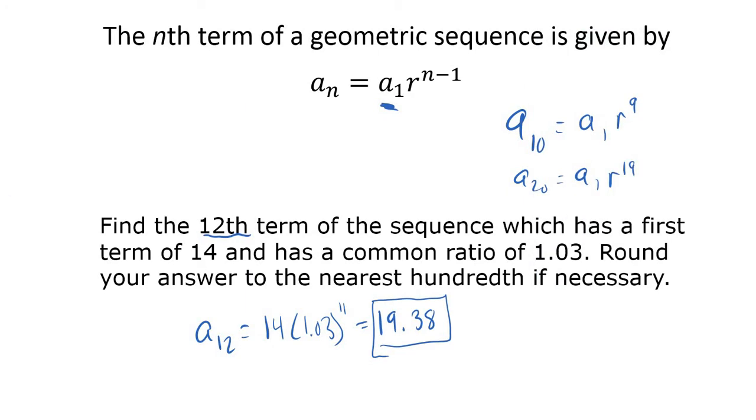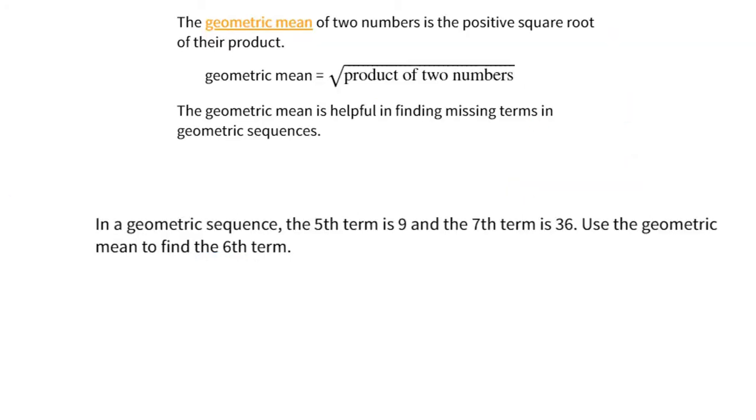Now, one last thing I want to mention here as we kind of introduce this lesson. Geometric mean. So we did arithmetic mean in the last one, and that was where we just added two terms together and we divided them by 2. We found their average to get a missing term. Geometric mean is pretty similar, except here's the relationship, okay? And again, I'd encourage you to write this down. Multiply two numbers, take their square root. This is going to help us find missing terms in a geometric sequence.